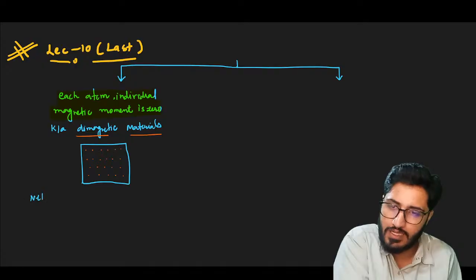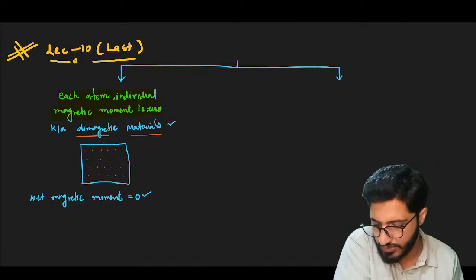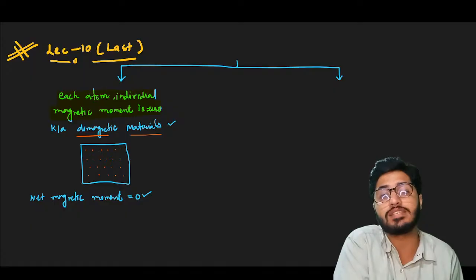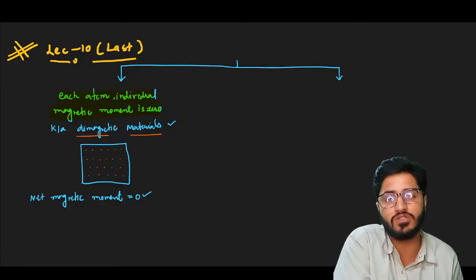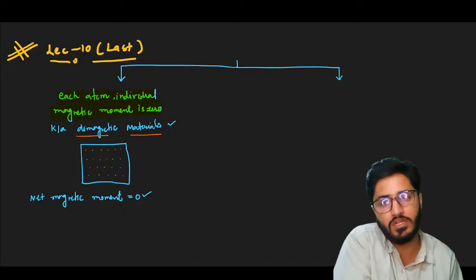If each atom's magnetic moment is zero, what about the net magnetic moment? I can write net magnetic moment is also zero. These two things you need to think about. It was also asked in the NEET examination: which among the following does not have an individual magnetic moment? It will be a diamagnetic material.